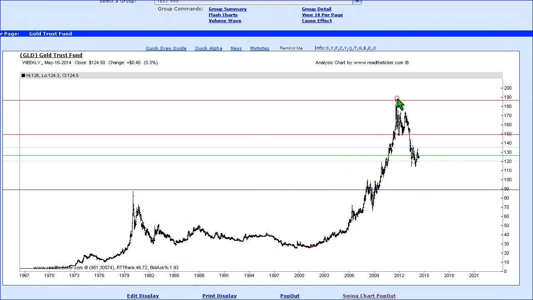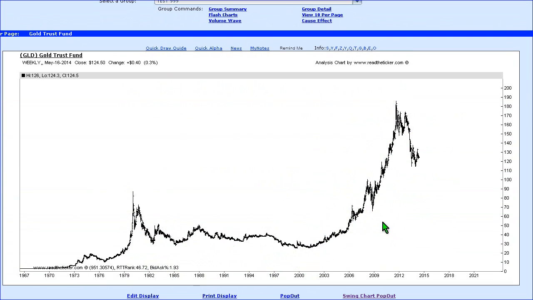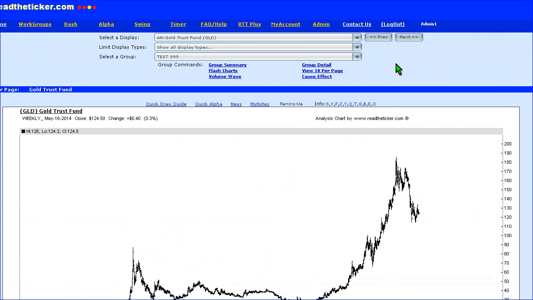Here we have gold at the 38% retracement and the 61.8 of the golden ratio. That's pretty good. So let's look at Apple.